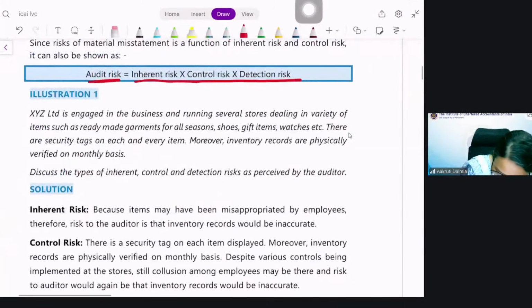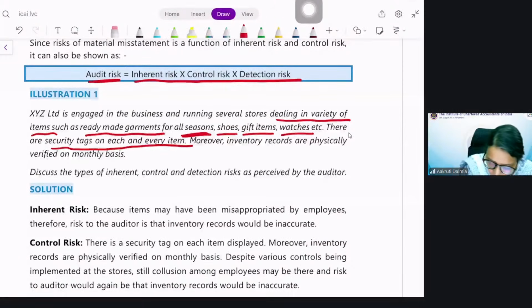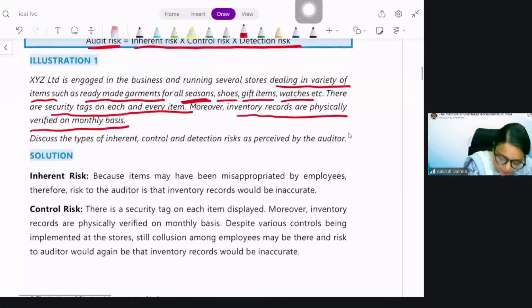XYZ Limited is engaged in business and running many stores dealing in variety of items such as ready-made garments for all seasons, shoes, gift items, watches. There are security tags on each and every item. Moreover, inventory records are physically verified on monthly basis. What can be the risks?